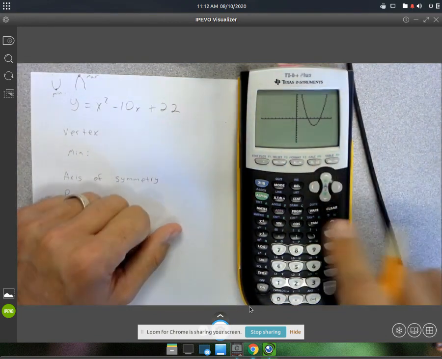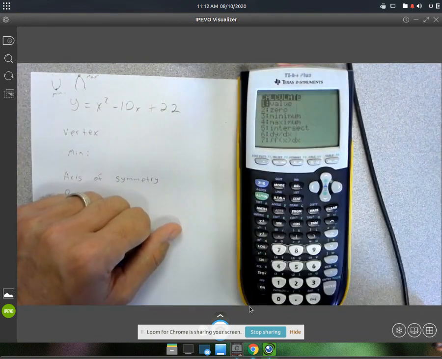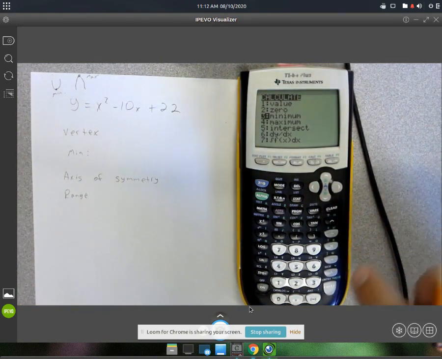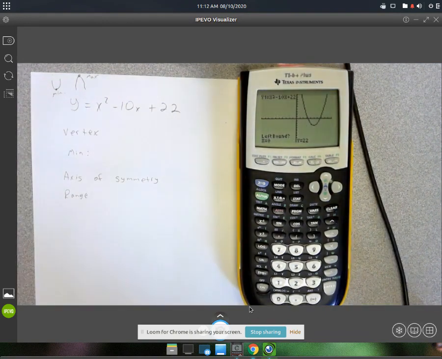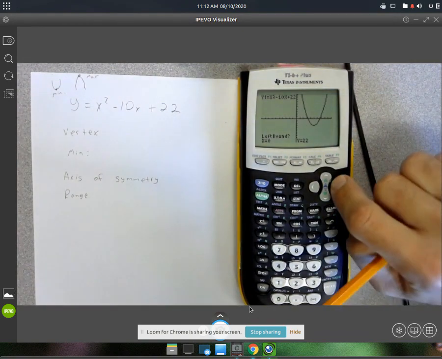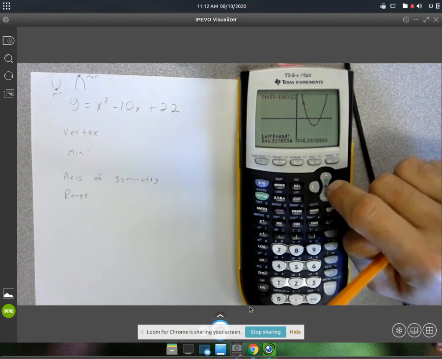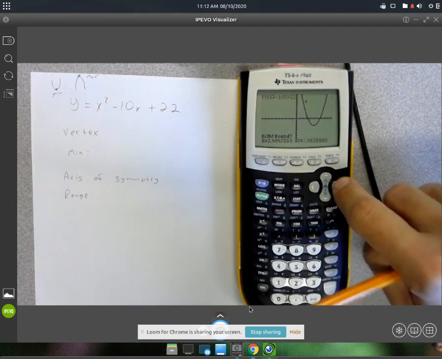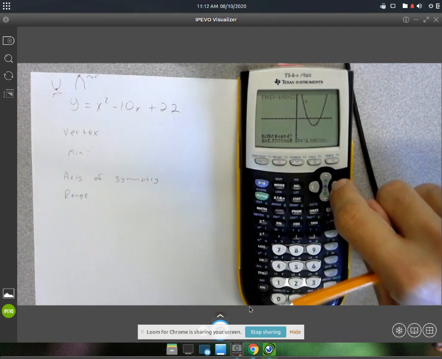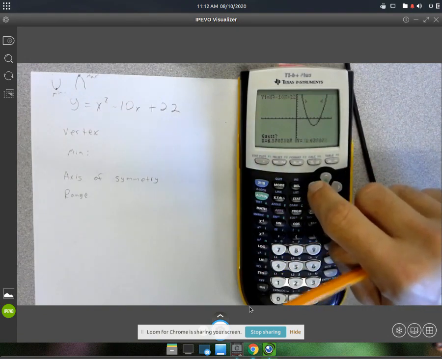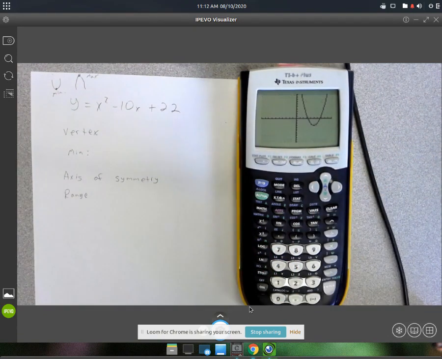So go to the calc menu again. So second, calc. All right, instead of zero this time, we're going to be doing minimum or maximum. So minimum. So all we have to do is get to the left of this little spot right here. Let's do that. There we go. So now we're to the left of it. And now get to the right of it. Somewhere to the right of it. And then somewhere in between those two arrows. So we can just get close to it if we want to.